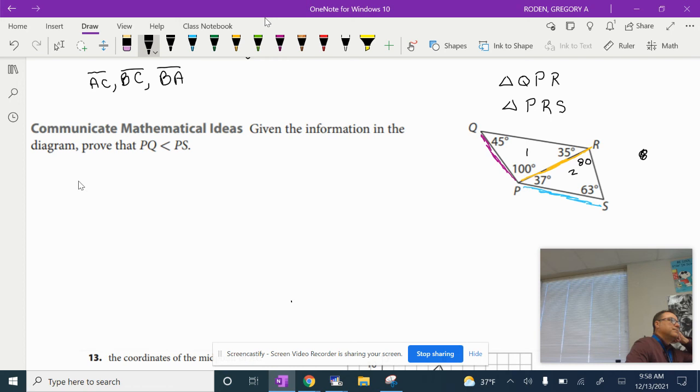Is it QR? Okay, so look at triangle 1. Will, the shortest side lies opposite the smallest angle. Okay, it's QP. Very good. So we know it's QP. That's the smallest one. Will, what would be the next angle?